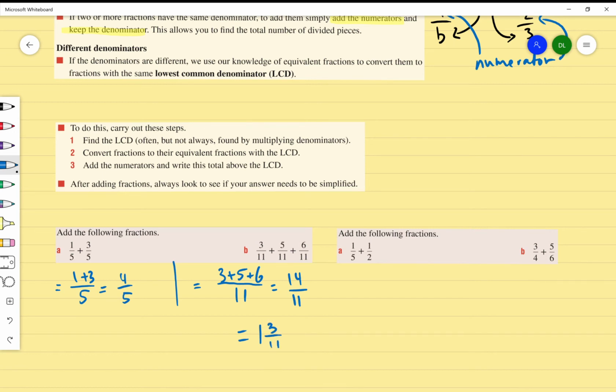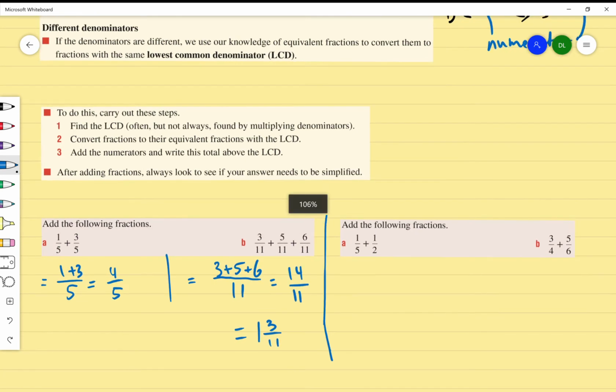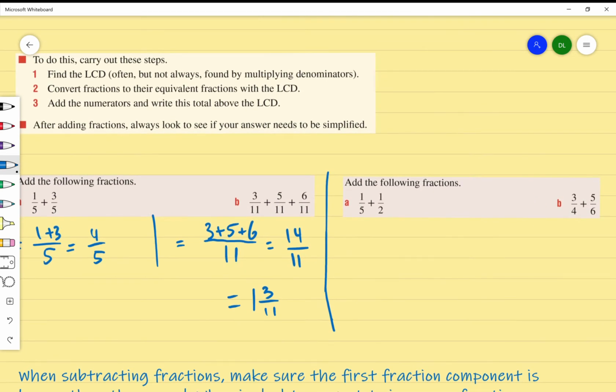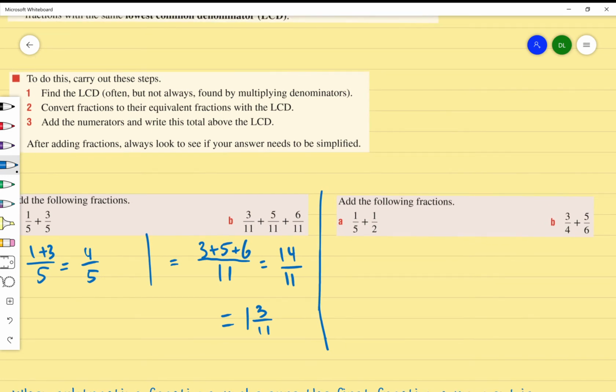Awesome. Now, what happens if there are different denominators? That's the question. So let's look at this one on the right. So 1/5 plus a half. A fifth plus a half, we can tell the denominators are different. I've got 5 on the left and I've got 2 on the right. So what I can do is try to make them have the lowest common denominator.